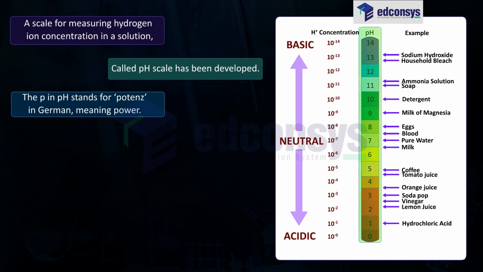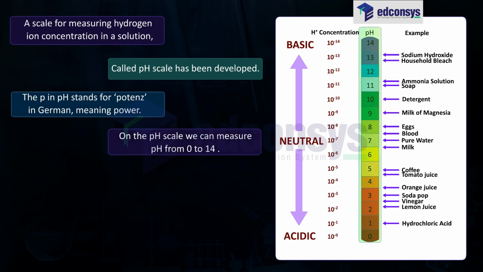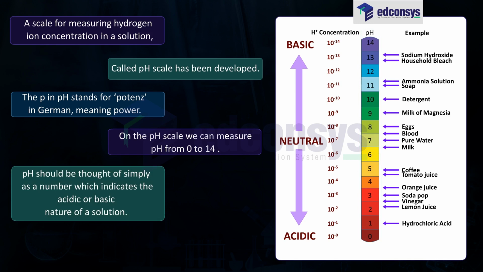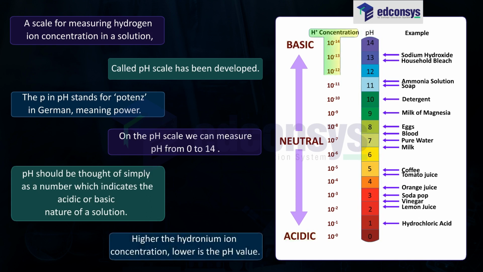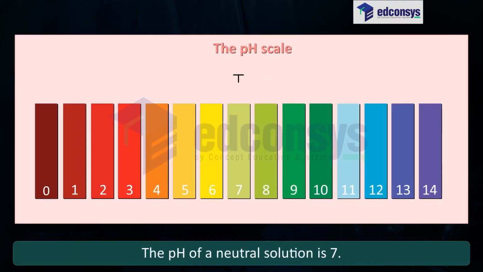The p in pH stands for Potenz in German, meaning power. On the pH scale, we can measure pH from 0 to 14. pH should be thought of simply as a number which indicates the acidic or basic nature of a solution. Higher the hydronium ion concentration, lower is the pH value. The pH of a neutral solution is 7.